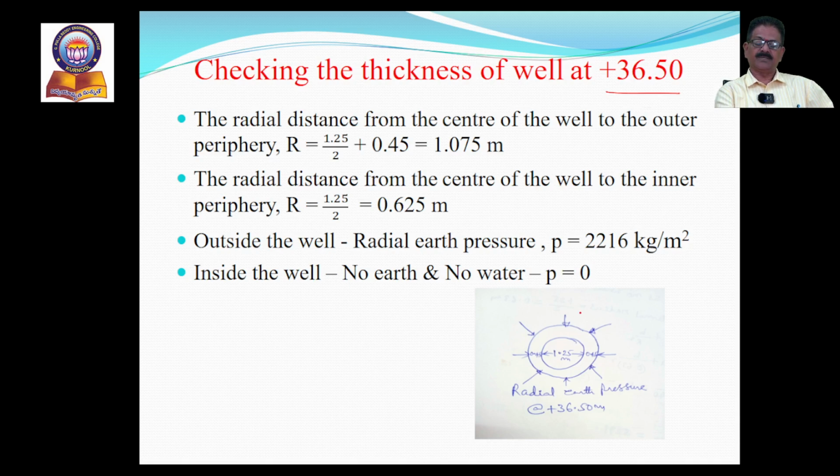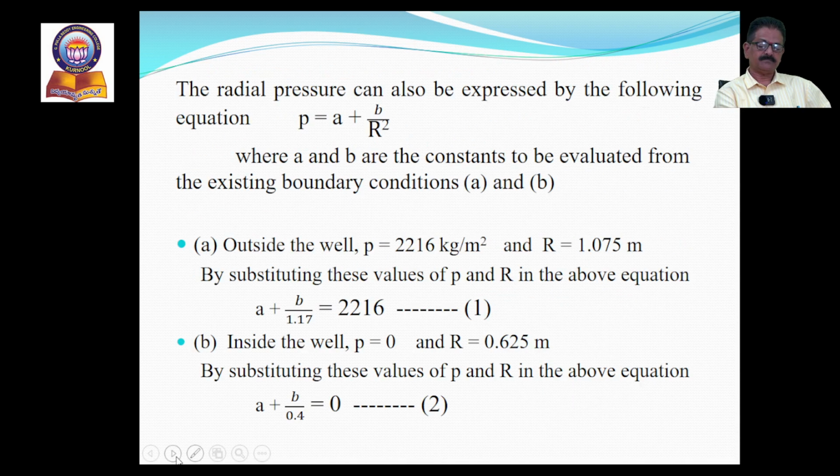So radial earth pressure is acting all around the perimeter of the well externally. The internal diameter of the well is 1.25 meter. The thickness assumed here is 0.45 meters. Accordingly, we calculate the radial distances. So let us continue this procedure. The radial pressure can also be expressed by the following equation.